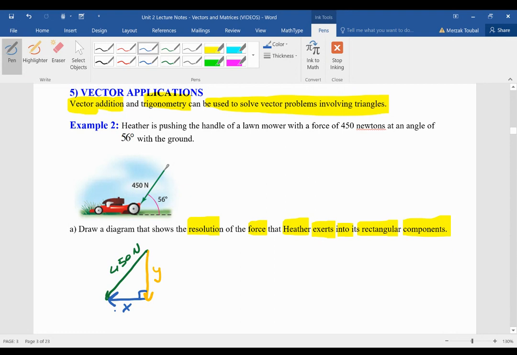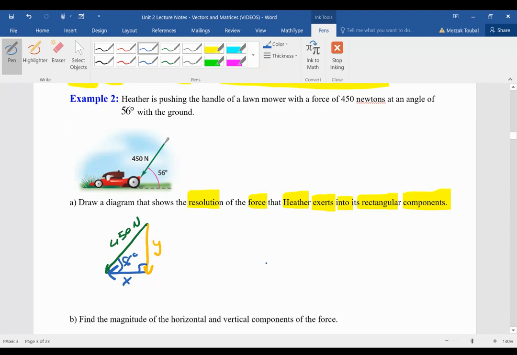This is 90 degrees. This is still 56 degrees. So now, as you see, the resolution is the 450 newtons vector, the green one. That's the resolution. This resolution vector has two components, a horizontal component and a vertical component. All right, that's the answer to question A.